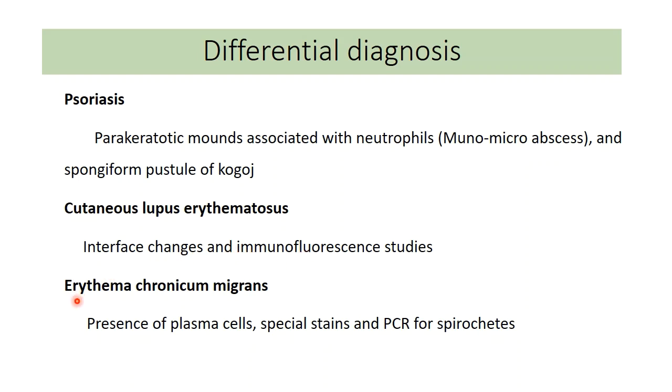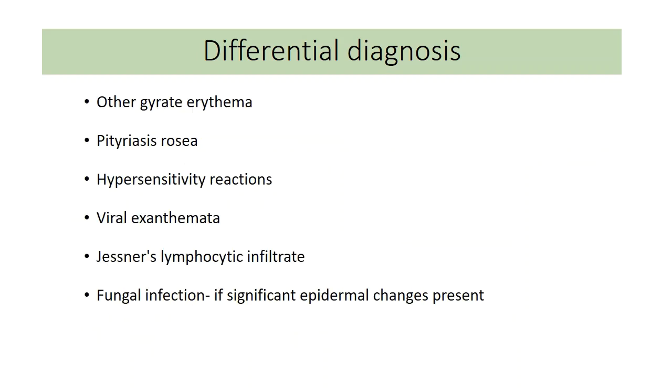Third is erythema chronicum migrans. The presence of plasma cells, special stains and PCR for spirochetes favors erythema chronicum migrans. The other DDs are other gyrate erythemas, pityriasis rosea, hypersensitivity reactions, viral exanthem, Jessner's lymphocytic infiltrate, and fungal infections.